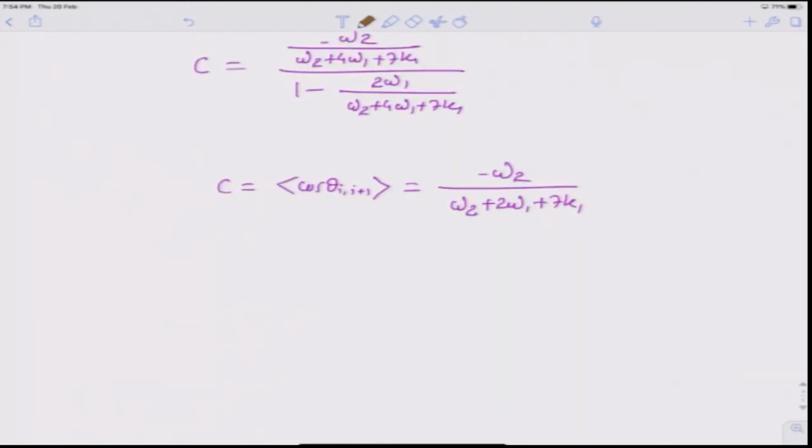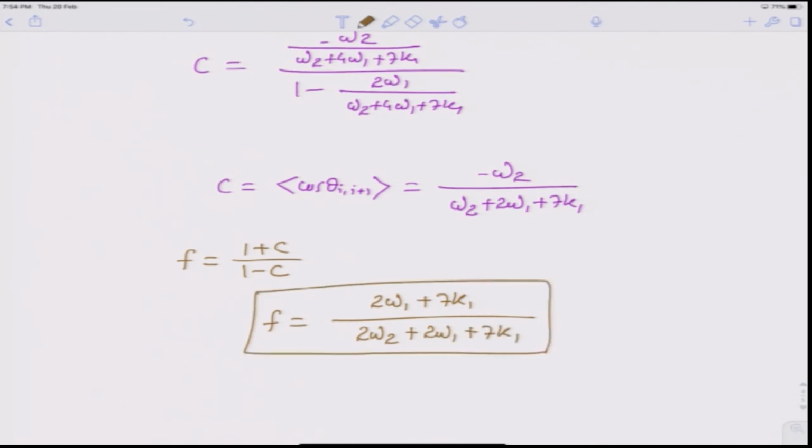And if we substitute in the expression for correlation factor, which we know F is equal to 1 plus C over 1 minus C, then we get the expression for correlation factor in FCC for the diffusion of substitutional atom by vacancy mechanism as 2 omega 1 plus 7 K1 divided by 2 omega 2 plus 2 omega 1 plus 7 K1, for substitutional atom diffusion by vacancy mechanism in FCC.